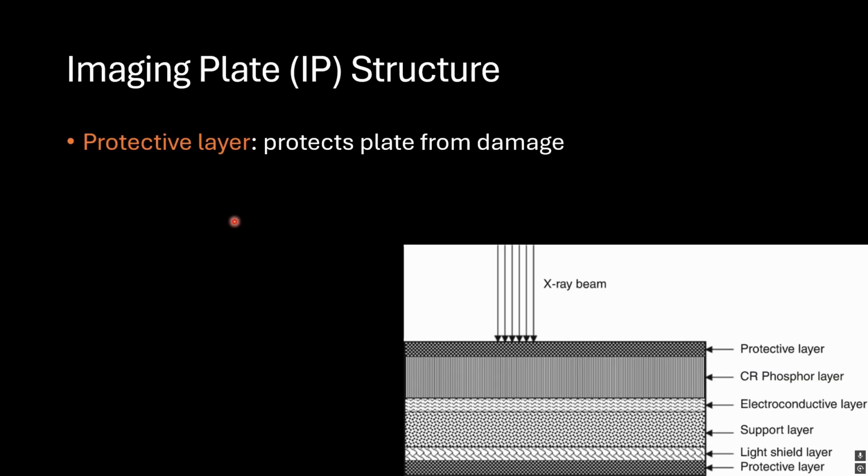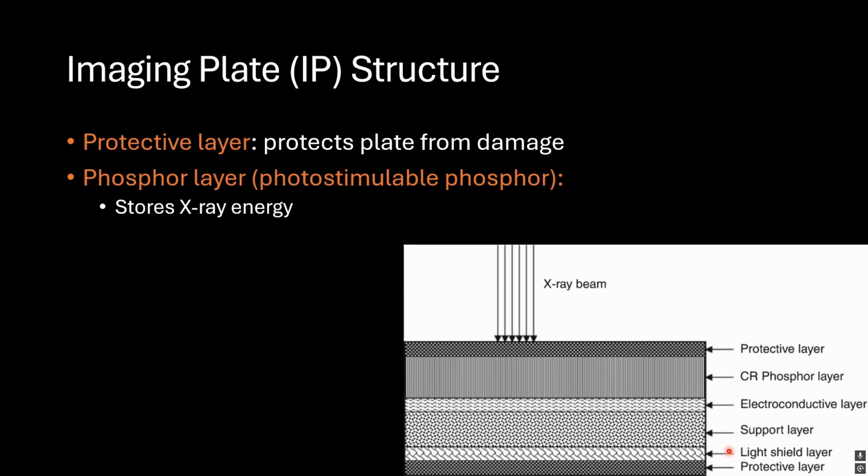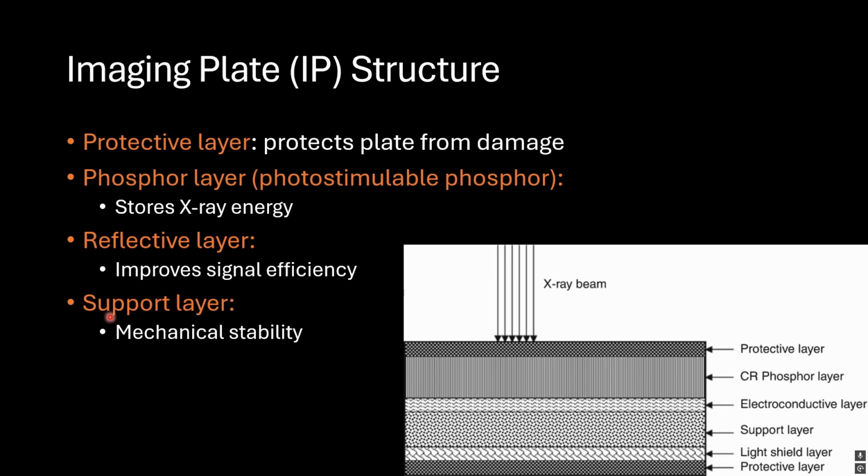So let's take the structure of the imaging plate. First we have the protective layer, which will protect the imaging plate or the CR from any damage. We can see it here at the edges. And then we have the phosphor layer, which is photostimulable phosphor, and it's used to store X-ray energy inside the imaging plate, and it can be seen here. And then we have a reflective layer. Its main purpose is to improve the signal efficiency. And then we have the support layer, which provides mechanical stability.